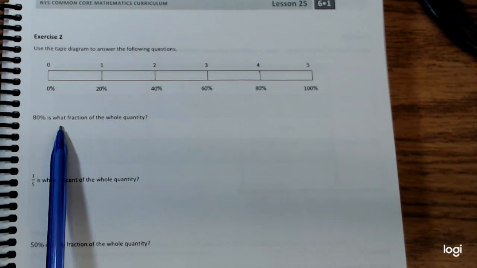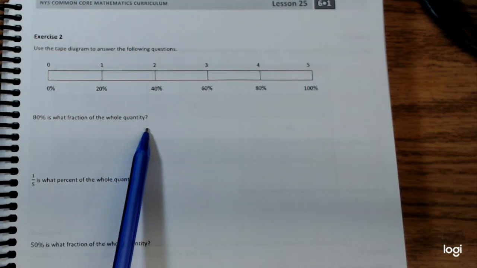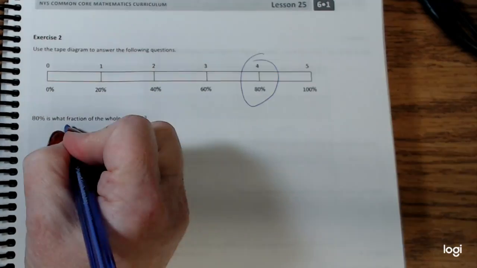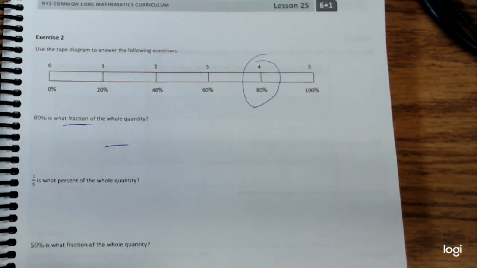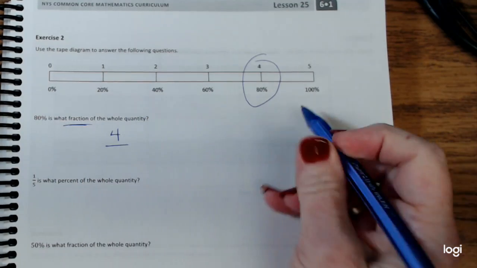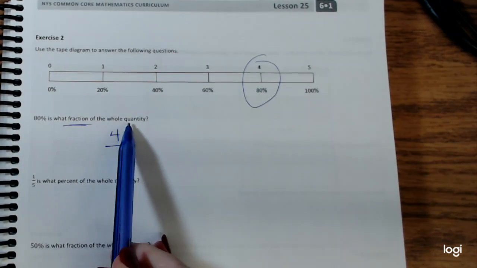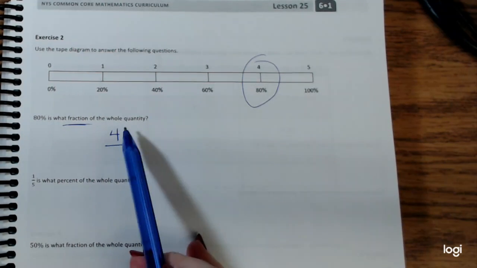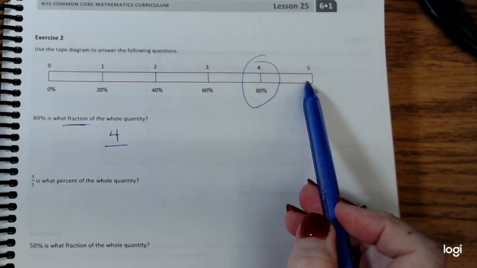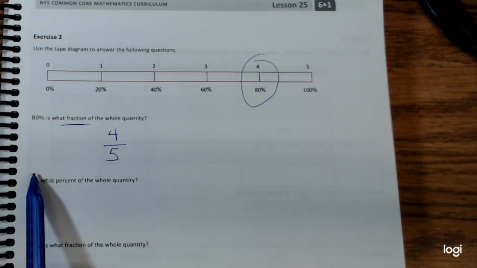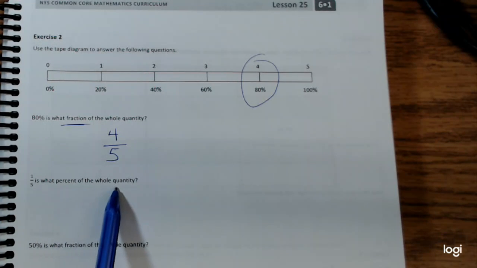It says 80% is what fraction of the whole quantity? Well, let's find 80%. 80% is right here. Now we're looking for a fraction, so that means I need a number on top and a number on bottom. Well, 80% matches with the 4. And it says, what fraction of the whole quantity? So we're saying 80% is 4 out of, what's our whole? Well, our whole was 5. So it's 4 out of 5.